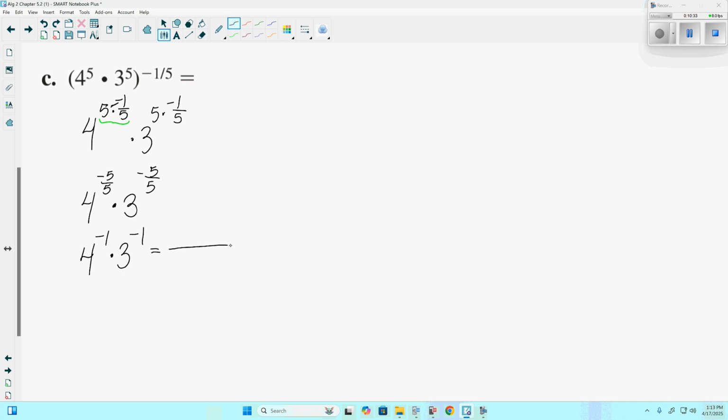Well, to make the 4's exponent positive, we would take it from the top of the fraction to the bottom, and we'd have to do the same thing for 3. Which tells us that we have 1 over 4 times 3. Well, what is 4 times 3? So 4 to the 5th times 3 to the 5th, all to the negative 1/5 is 1/12.